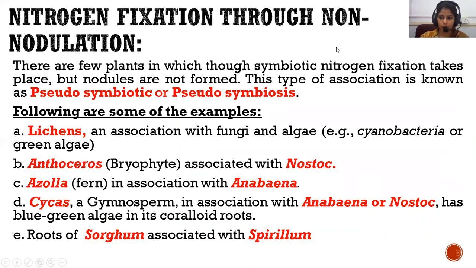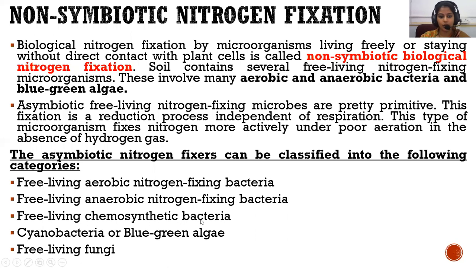Now, nitrogen fixation through the non-nodulation process. In leguminous or non-leguminous plants, the nodulation process is the same. But in the case of non-nodule formation, how could nitrogen be fixed? The best example could be lichens, which are a combination of algae and fungi. Here, the fungi absorb all the essential mineral nutrients and make them available to the algae, while the algae, being photosynthetic, synthesize their own food and feed the fungi as well. Anthoceros also fixes nitrogen. Azolla and Anabaena show an excellent symbiotic relationship. Cycas is in a relationship with Anabaena or Nostoc, and sorghum is in a relationship with cyanobacteria such as Spirulina. The cyanobacteria, in their relationship with these higher plants, make nitrogen available to them.